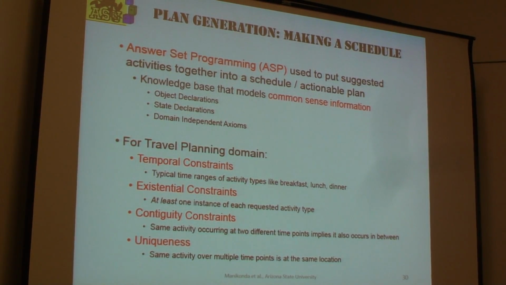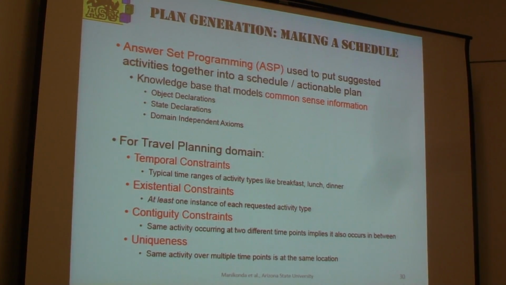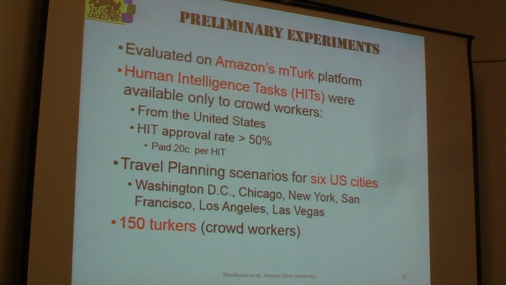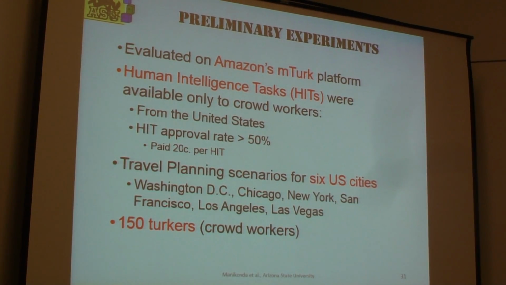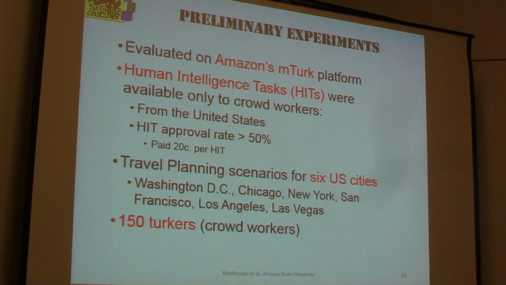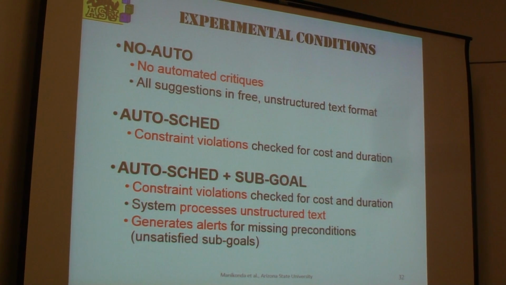It's just that we used ASP for this particular thing. Here are some constraints that were specific to the travel planning domain. And we conducted some, like I said, preliminary experiments by deploying this on Amazon's mTurk. We tried this on travel planning scenarios for 6 cities, and we had 150 Turkers, or crowd workers, participate in this experiment. And there were 3 conditions.